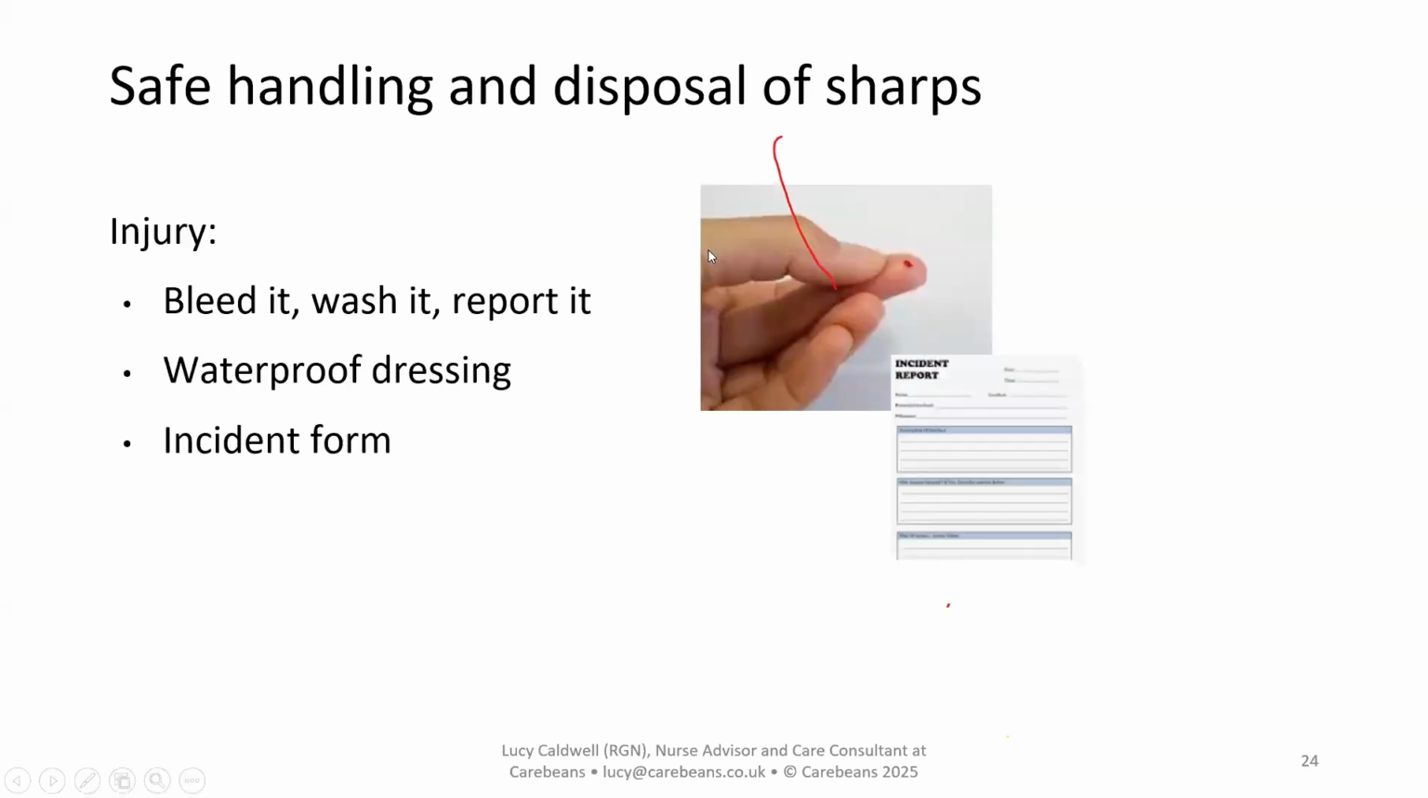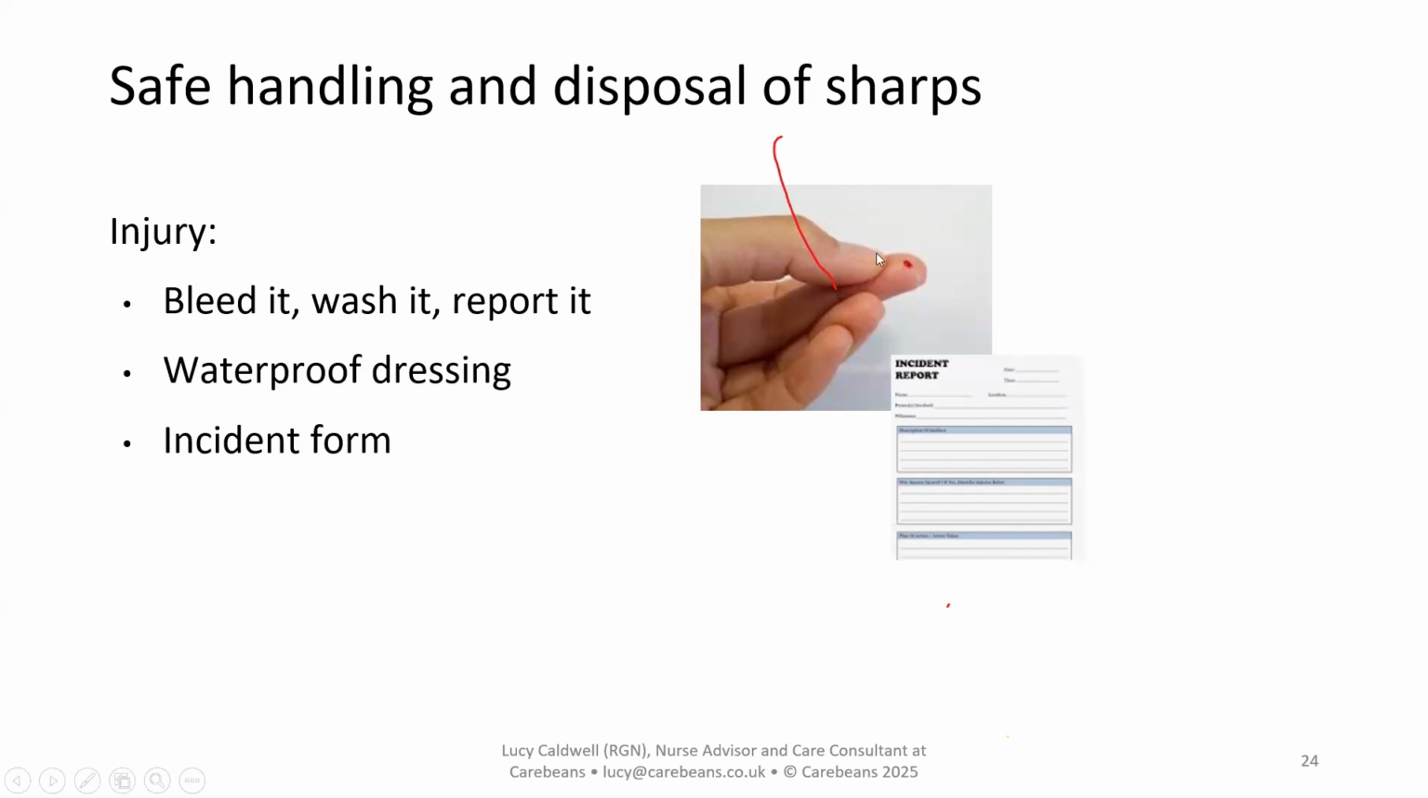Then it's important to bleed that. So you can see on this picture here, if you've pricked yourself with a needle, you should immediately bleed it. So put pressure on that area to squeeze out the blood as much as you can. So any sort of organisms sitting at the surface are immediately squeezed out as best as possible. And then you should wash it under running water and report that immediately.